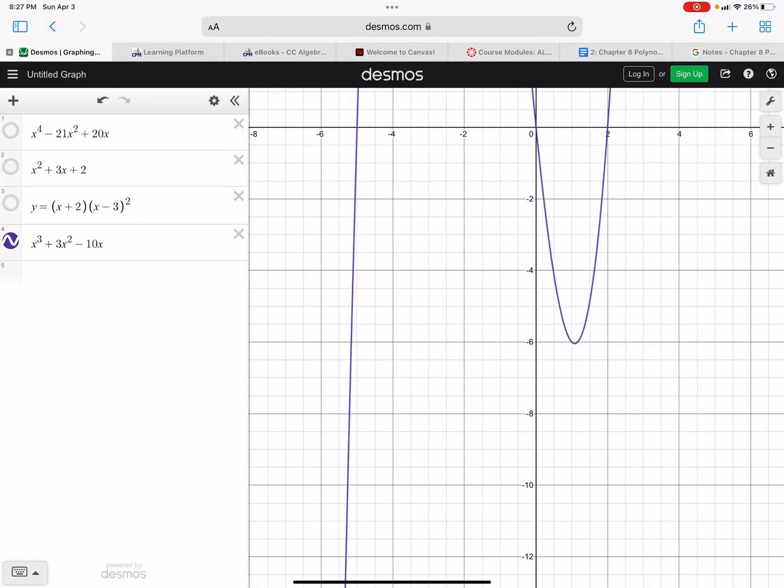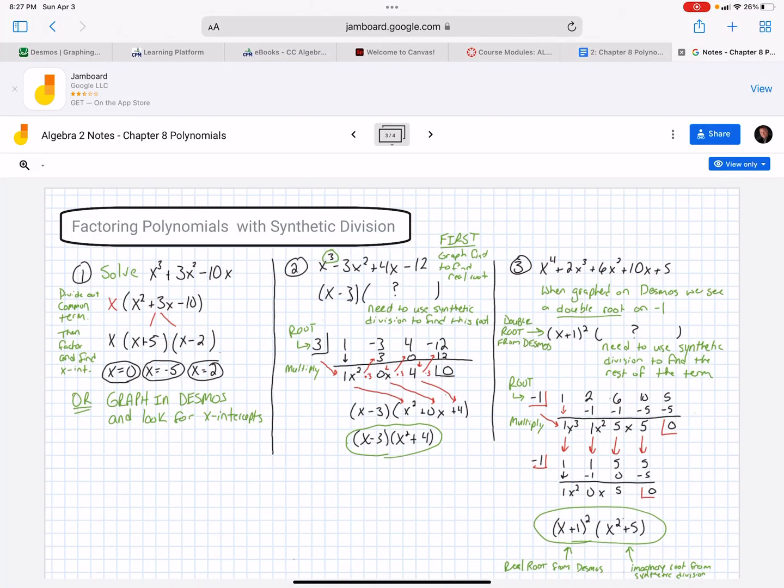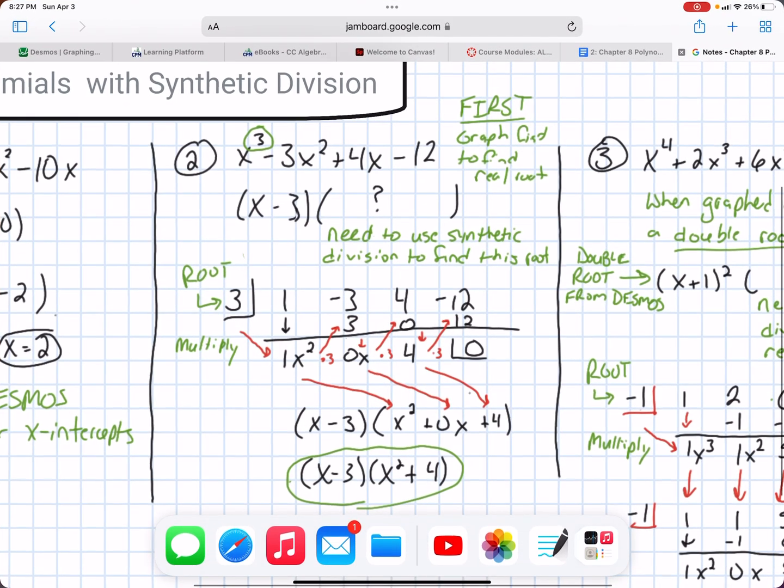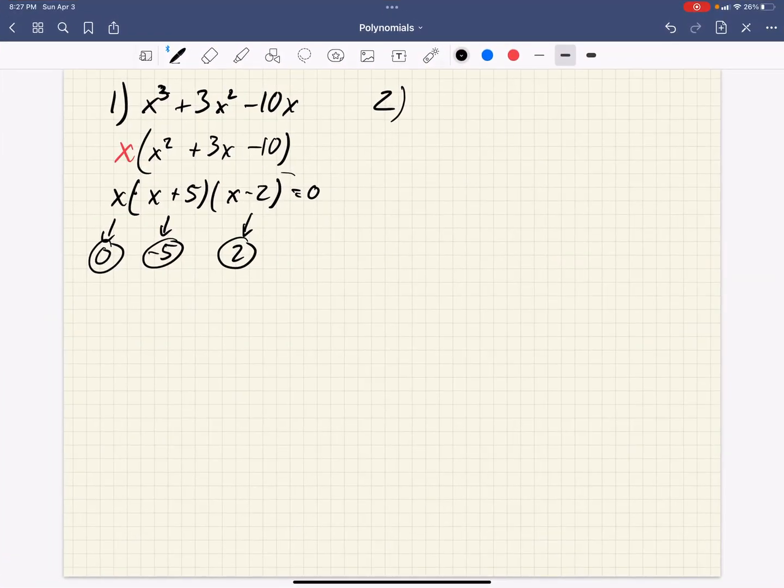The other one we went through, again, jump back to his notes, the second one right here. So x cubed minus 3x squared plus 4x minus 12. So we go x cubed minus 3x squared plus 4x minus 12.